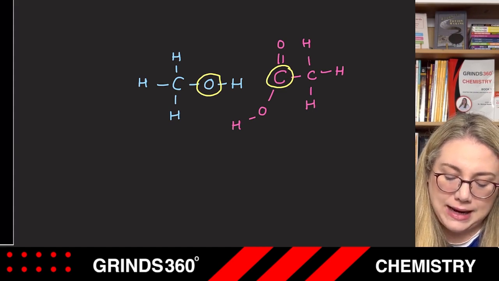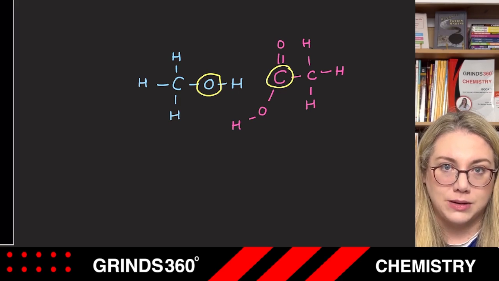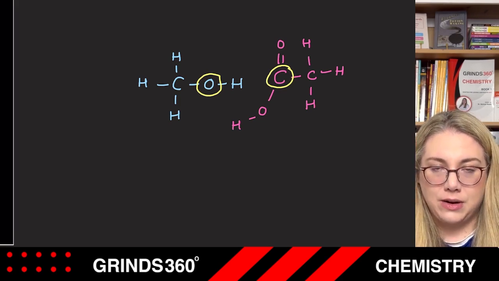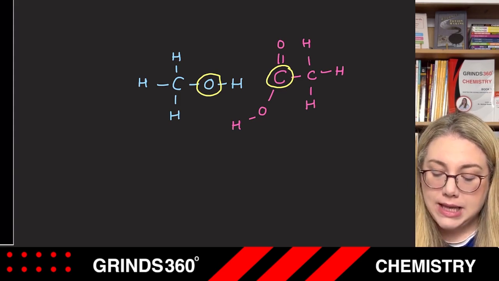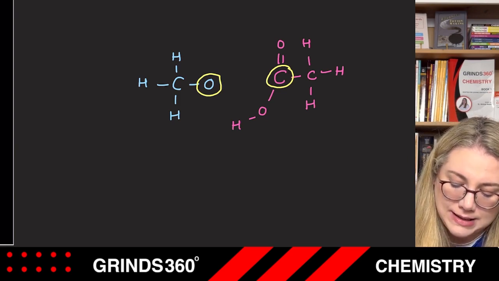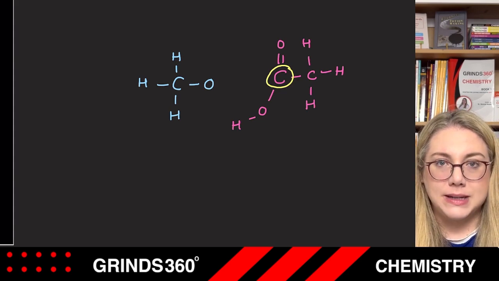Now, how that happens is, that oxygen has to form a bond to the carbonyl carbon. Now, oxygen as it stands on the methanol has two bonds and it can't have any more. So in order for the oxygen to form a bond with that carbonyl carbon, it has to kick off this hydrogen atom. Same for the carbon in the carboxylic acid.